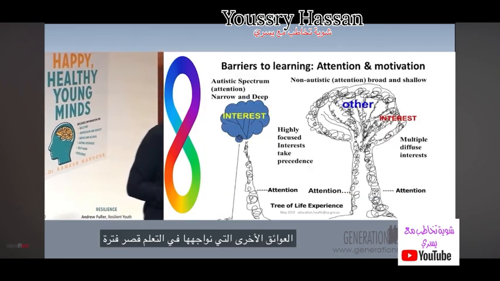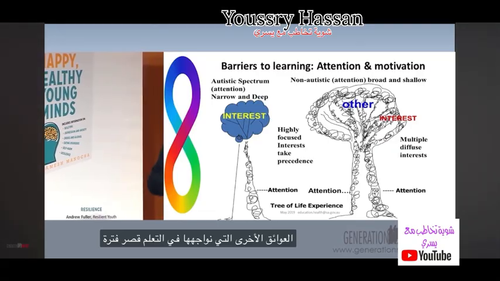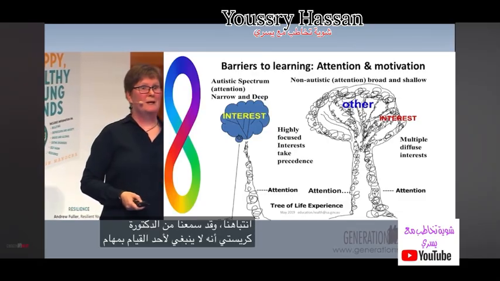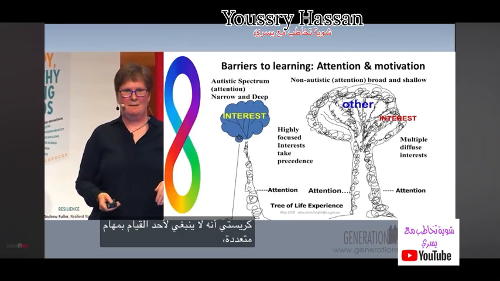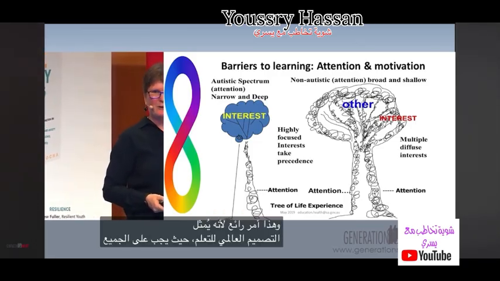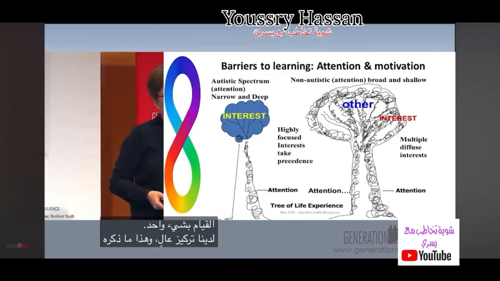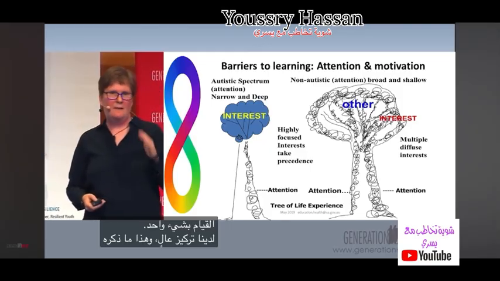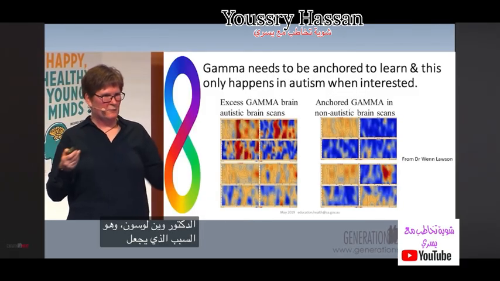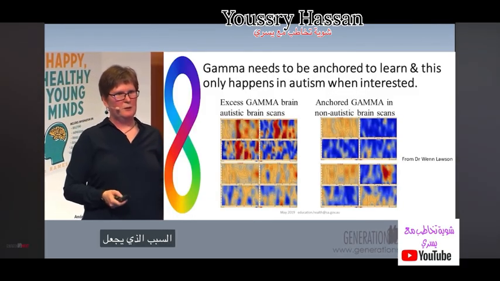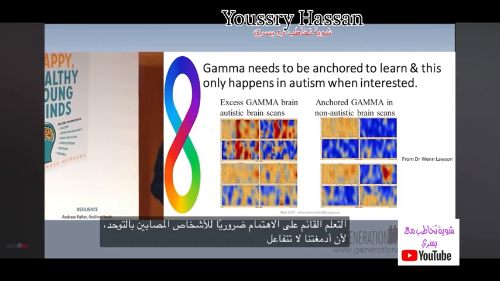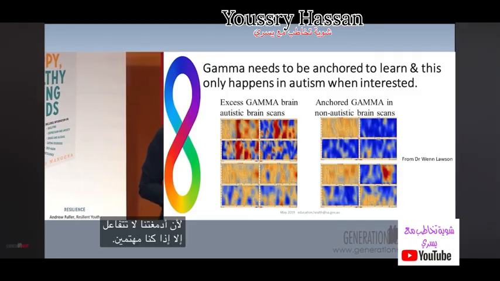The other barriers to learning that we have are that we have a very narrow attention span, and we heard from Dr. Christie about how everybody shouldn't be multitasking, which is great because then this is universal design for learning. Everybody should be doing one thing. We have very focused attention, and this is from Dr. Wenn Lawson, the reason why autistics should be doing interest-based learning. Because our brains actually don't engage unless we're interested.